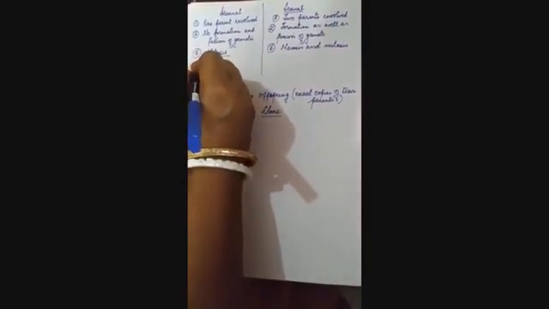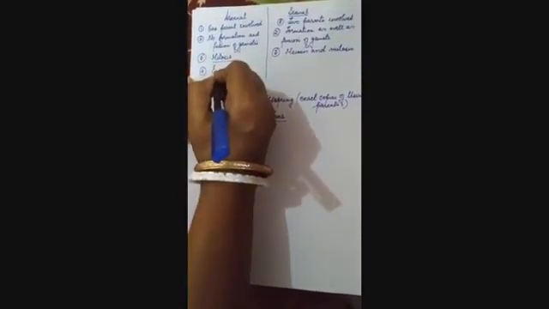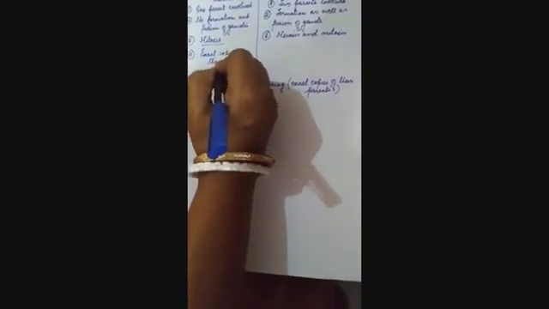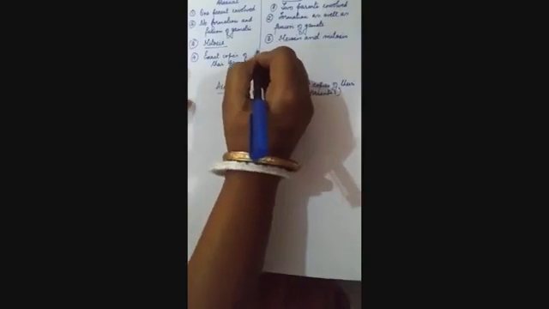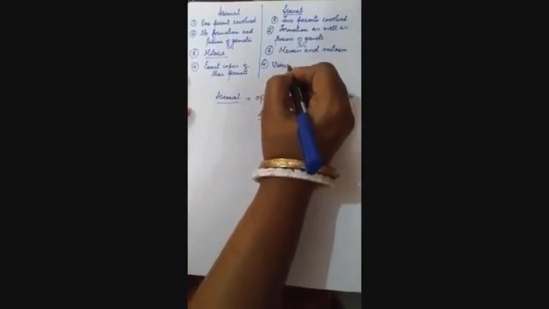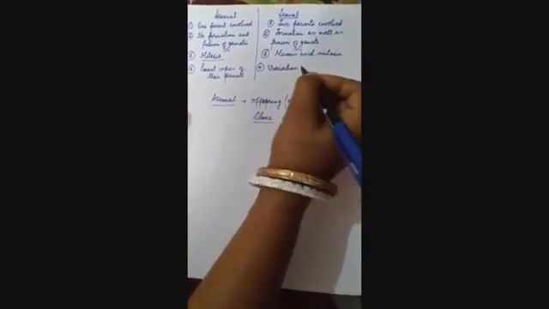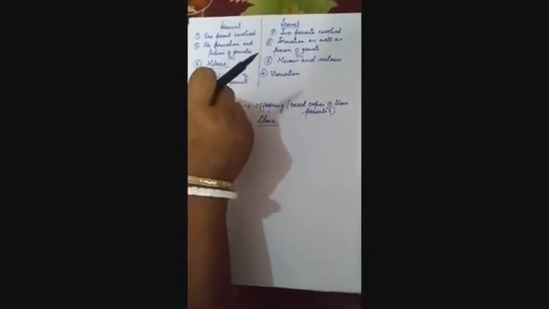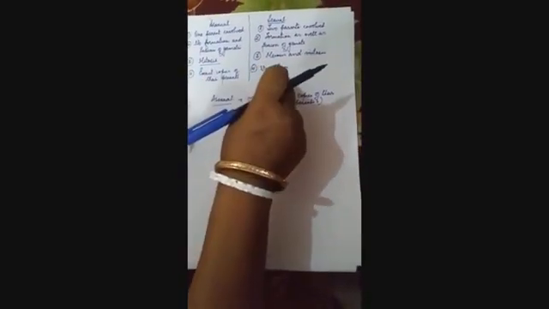Now come to the last point: in asexual reproduction, the offspring are exact copies of their parents, and in sexual reproduction, you will see they are not exact copies, but there is variation. And why has this variation taken place? Because of the fusion of gametes from two different parents. Exact copy means genetically and morphologically the same. Variation means genetically and morphologically they may be different.